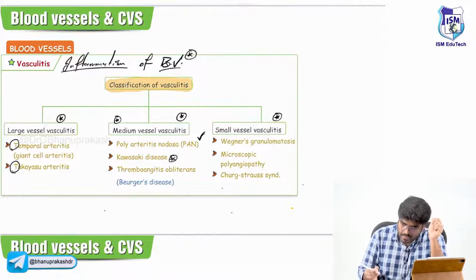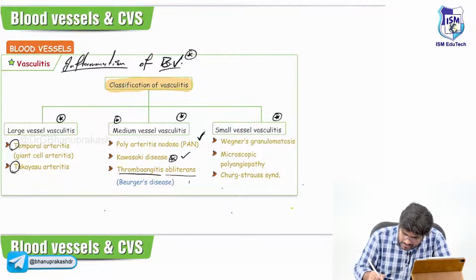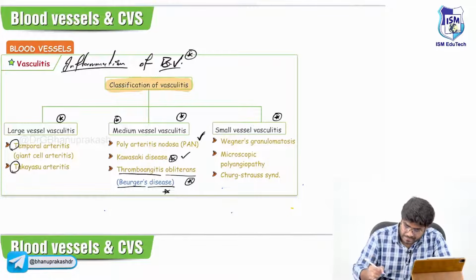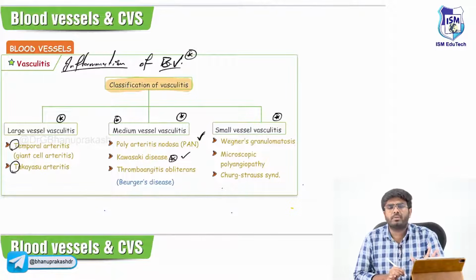So we'll discuss polyarteritis nodosa, Takayasu arteritis or Takayasu disease, and thromboangiitis obliterans, also called Buerger's disease. This is the exact question asked in the 2019 June FMG exam. Thromboangiitis obliterans is the other name for Buerger's disease. Simple MCQ.